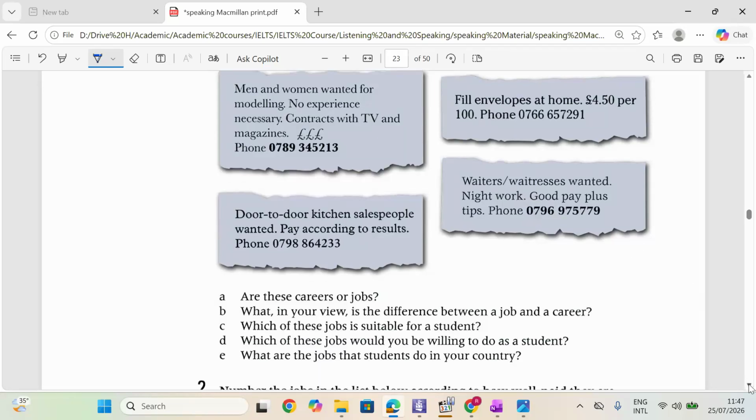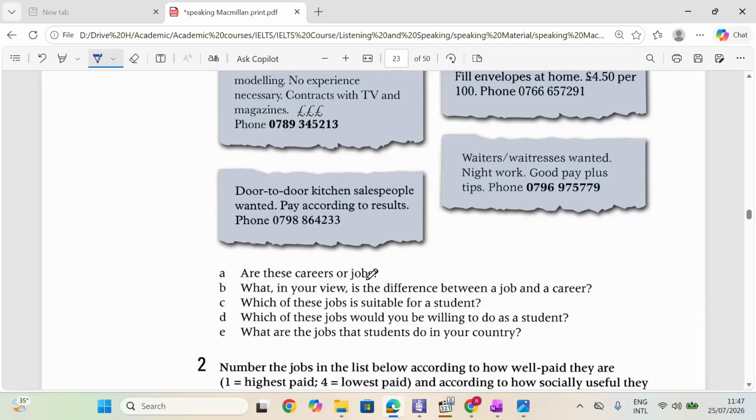Okay, we need to discuss, are these careers or jobs? What, in your view, is the difference between a job and a career? Which of these jobs is suitable for a student? Which of these jobs would you be willing to do as a student? And what are the jobs that students do in your country? Take like a minute, then I need someone to share their thoughts with us.